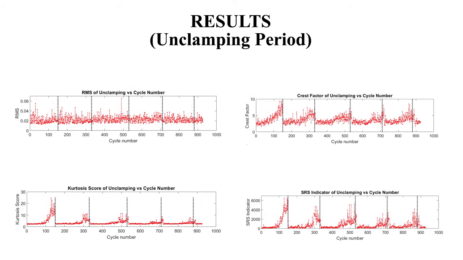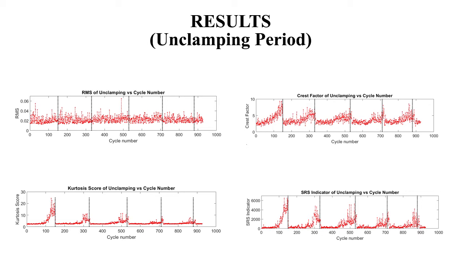RMS, crest factor, kurtosis, and SRS indicator were similarly used to analyze the unclamping period. The RMS plot did not show any significant change in the data distribution when lubricant was added to the toggle. However, it is apparent that the data distribution for the crest factor, kurtosis, and SRS indicator changed significantly when lubricant was added to the toggle.